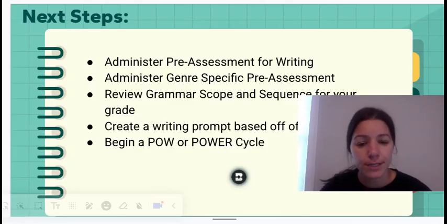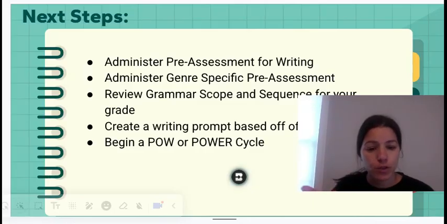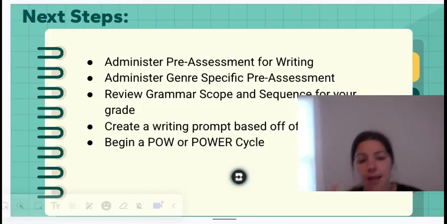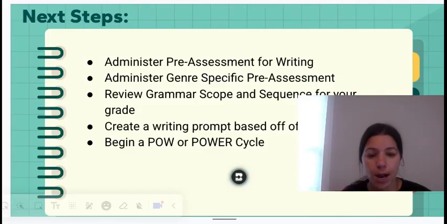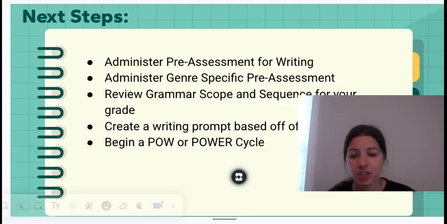So administer a pre-assessment, administer a genre-specific assessment as well. Review the grammar scope and sequence for your grade. Remember, free digital slides on my website. And then create a writing prompt for your mentor text for reading, and then begin a power cycle. Once you've built your students' knowledge around a topic, start incorporating those genre-specific compositions.